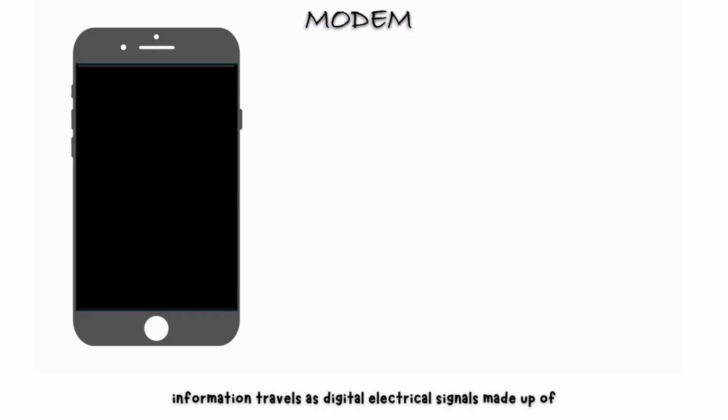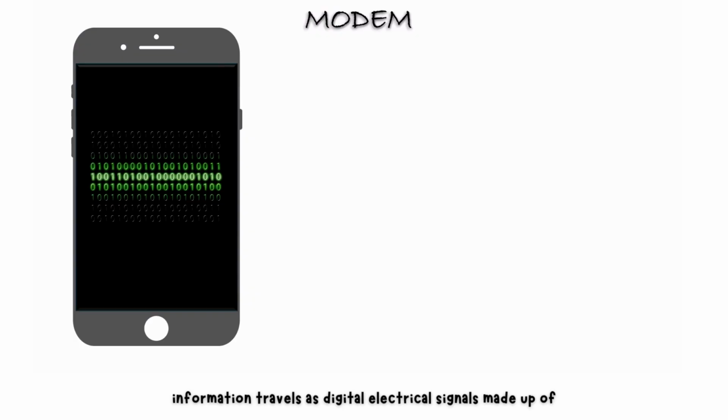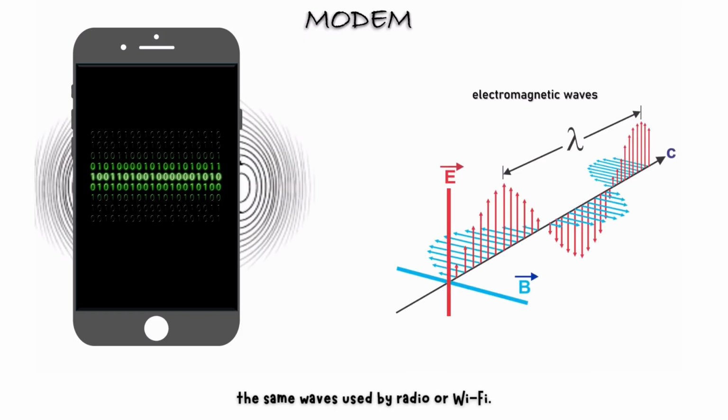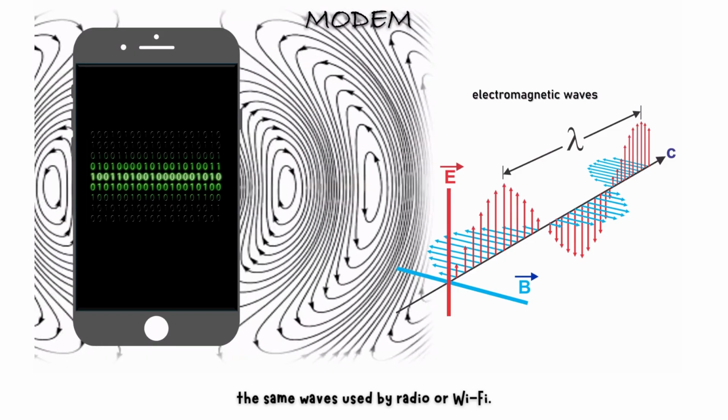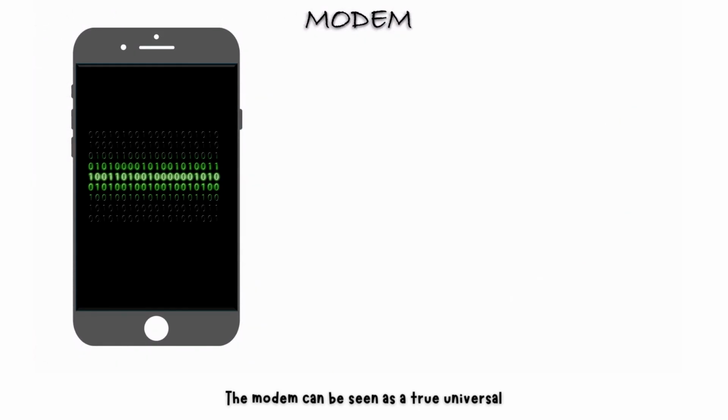Inside your smartphone, information travels as digital electrical signals made up of ones and zeros, the language of computers. Outside your smartphone, in the surrounding environment, information needs to travel through the air using electromagnetic waves, the same waves used by radio or Wi-Fi. The modem can be seen as a true universal translator. Its job is exactly this.